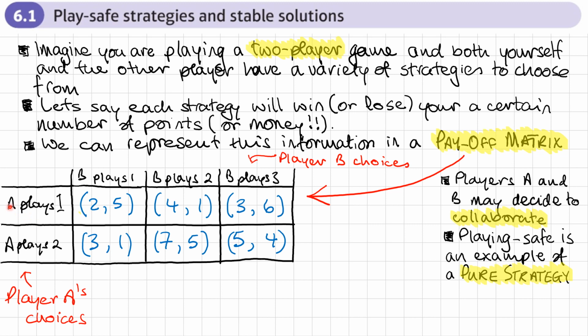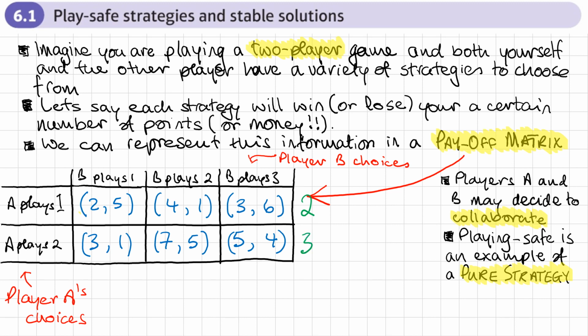So let's examine this in a bit more detail. So let's look to see what happens if A plays 1. If A plays 1, they could win 2, 4, or 3. The worst that can happen if A plays 1 is that they only win 2. So let me put 2 down at the side here. So 2. That's the worst that can happen if A plays 1, because they don't know what B is going to play. If A plays 2, they could win 3, 7, or 5. The worst that can happen, because they don't know what B is going to play, is that they only win 3.